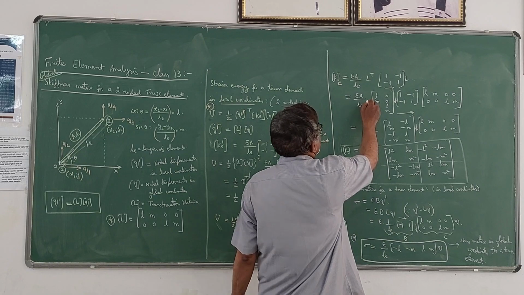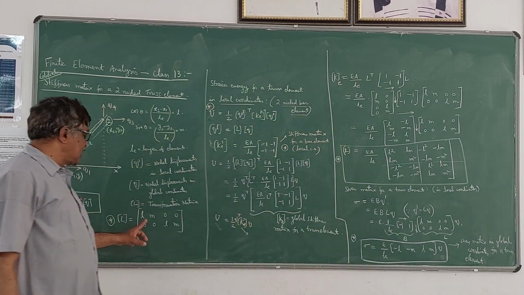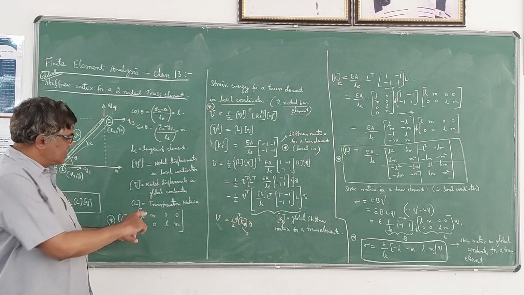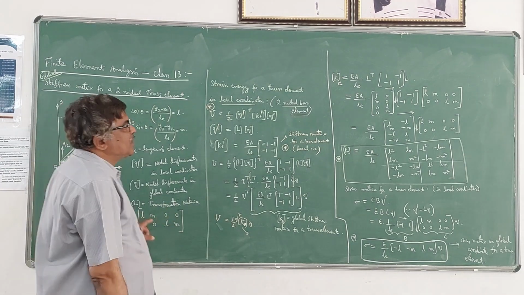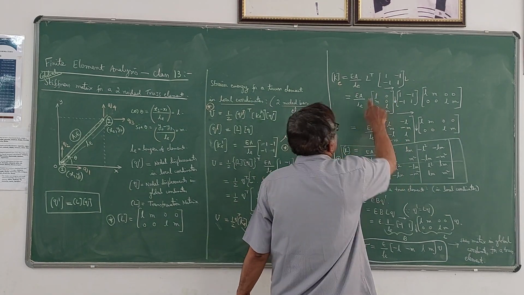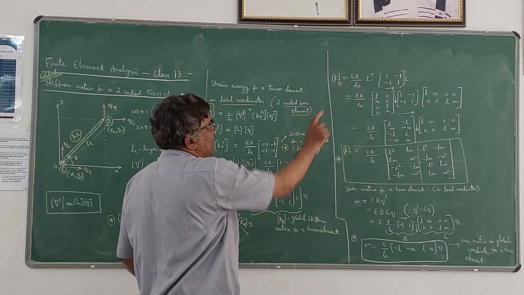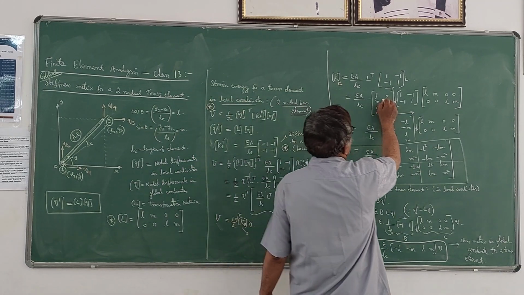So, EA by LE is constant, into L transpose. L is this, so the transpose of this we have to write. That means rows and columns we have to interchange. So, it becomes [l m 0 0; 0 0 l m] transposed like this. Then this will remain the same, into L, which will be once again this. So, I have written like that. Now, multiply the first two matrices.